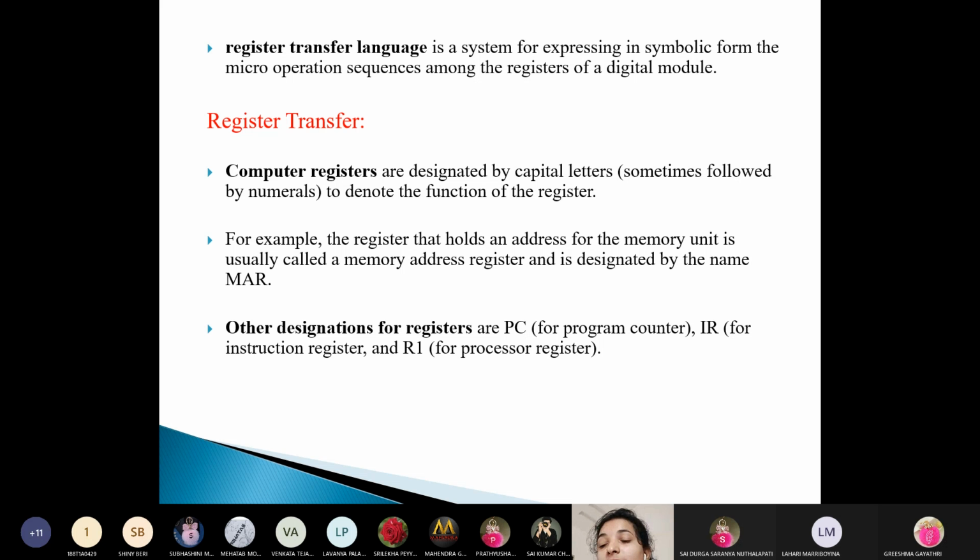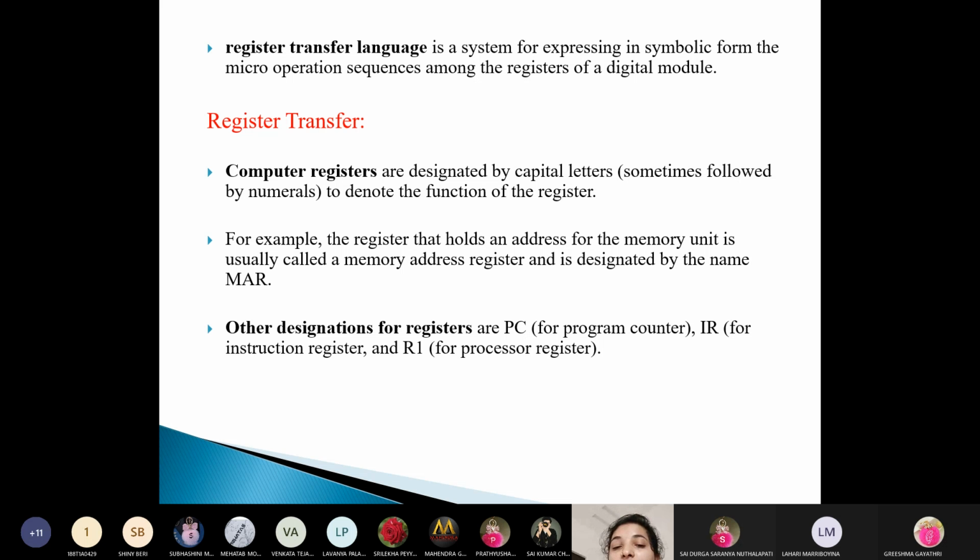Language is nothing but... where does a language come from? The language will be borrowed from programmers. Nothing but it is a programming language. So in order to perform a symbolic representation, you borrow that name from the programming language, and we are performing some specific given computational process. So that is called the register transfer language.